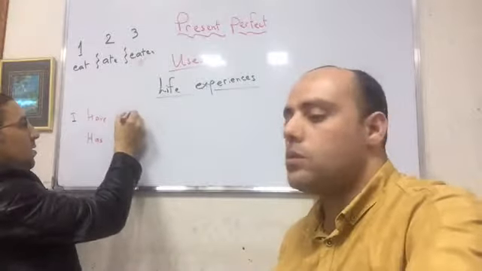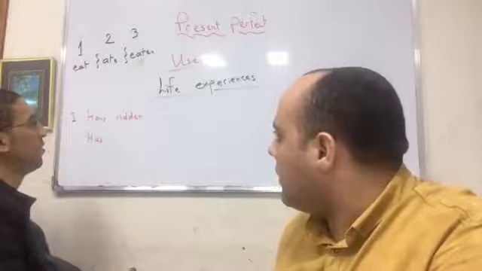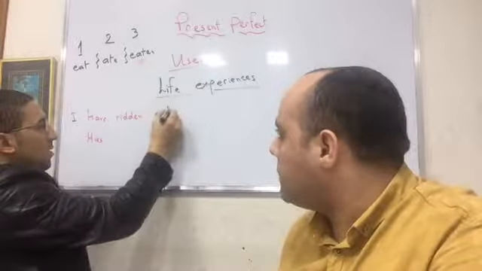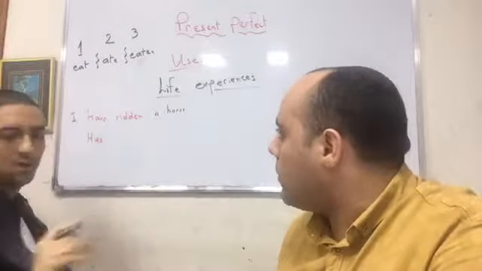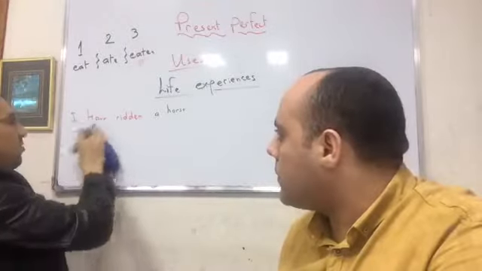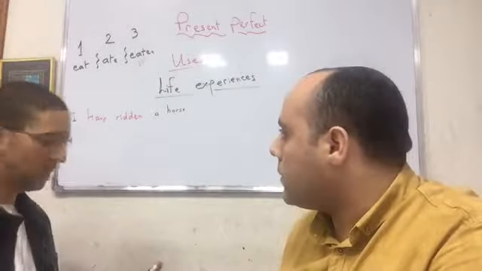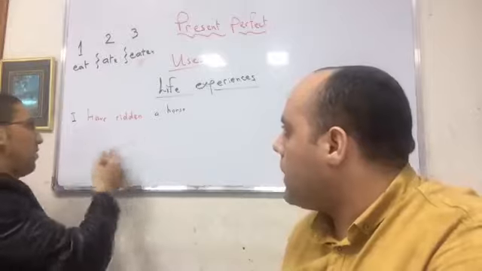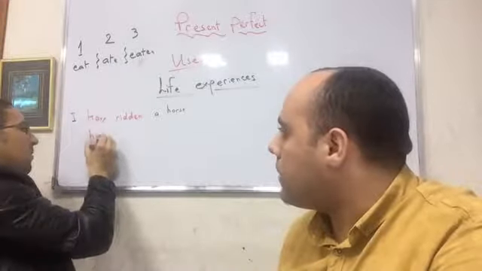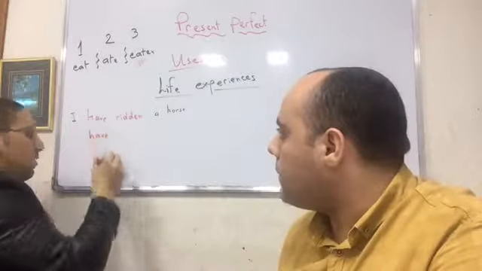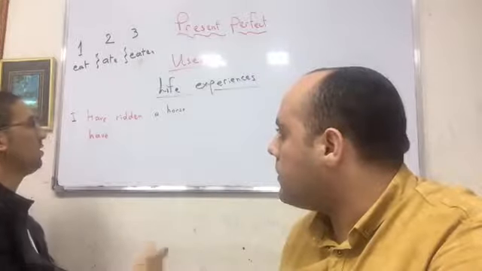I've seen a ghost. Oh my god, yes. I've ridden a horse. Or this is an irregular verb, we're going to give an example of that. For example, you can say that I have played tennis.